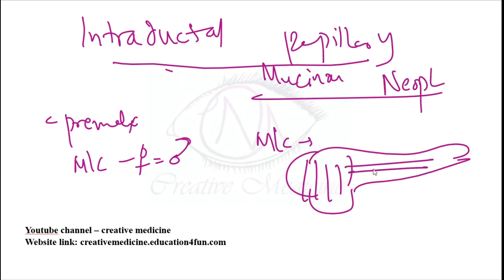One, we have the main duct variety. Second, we have the side branch variety. And third, we have the mixed variety.